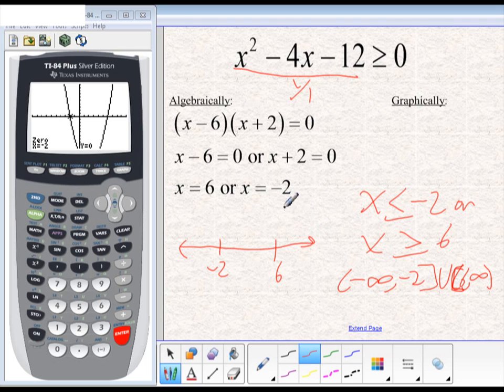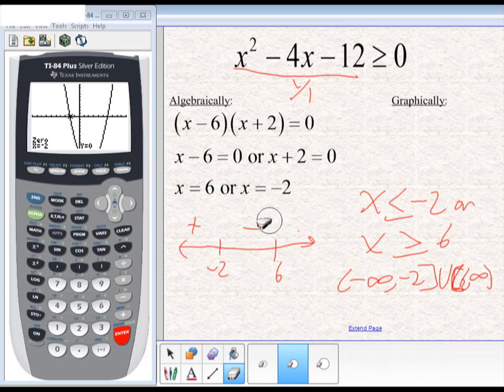Now, if we can picture in our minds what this graph looks like, I know because of the positive leading coefficient that the graph is going to do something like this. I'm getting a little error message. We're going to keep going here. Then I know that the y values are positive here, negative here, and positive there.